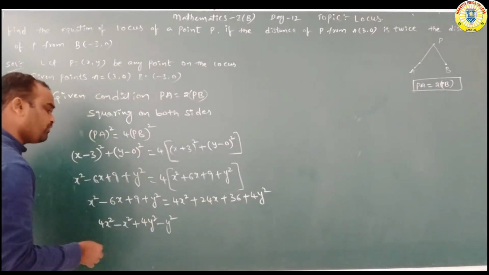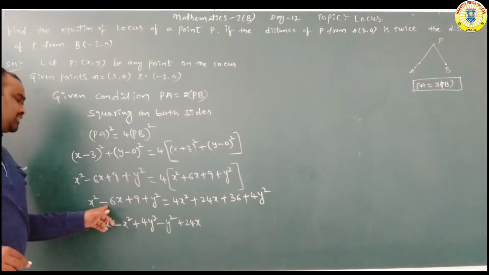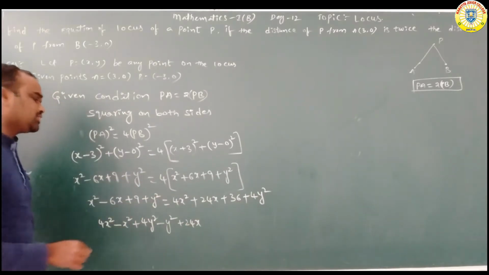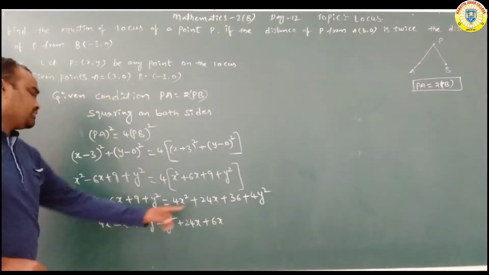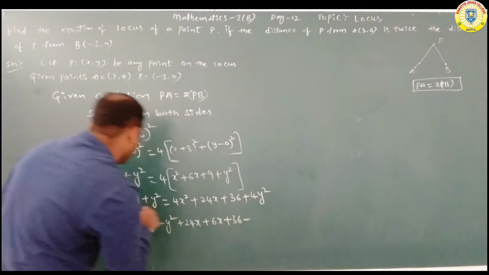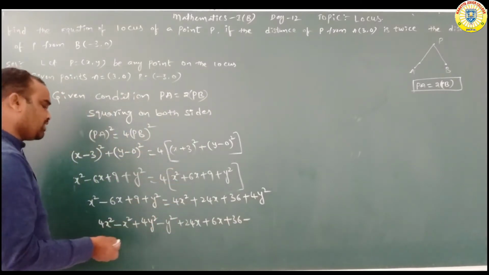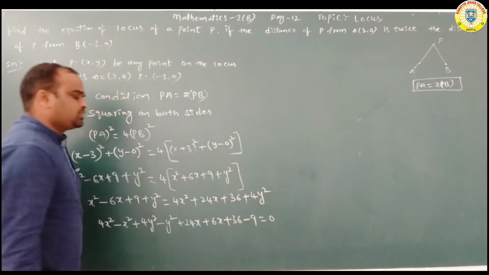There is already 24x. Minus 6x we are taking to the right side, so plus 6x. Next, there is 36. This 36 plus, then we are taking to the right side. What is the value? Minus 9 is equal to 0.